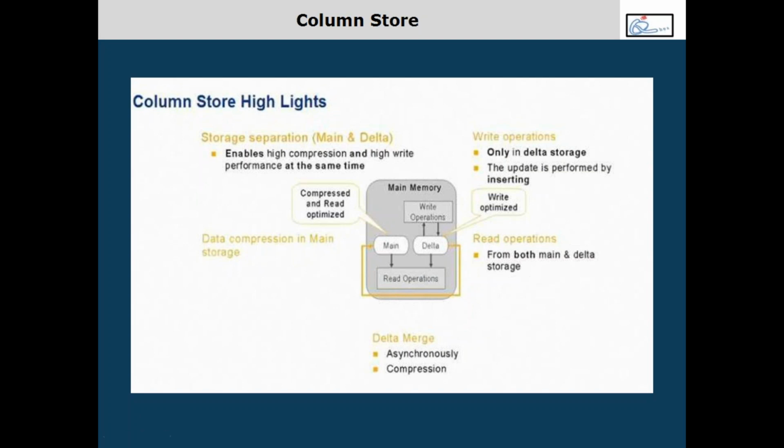Because every time you create a column store table, internally it creates two storages, or two tables, or two blocks, you can say. One is main, the other is delta. And the delta block is more optimized for write operations. It's more like a row store concept, optimized for writing.